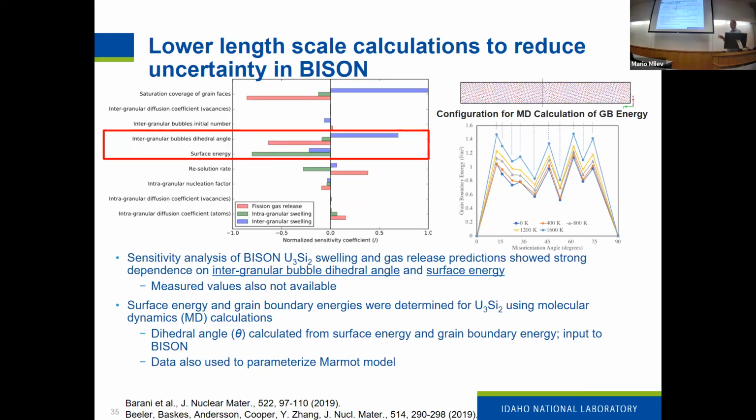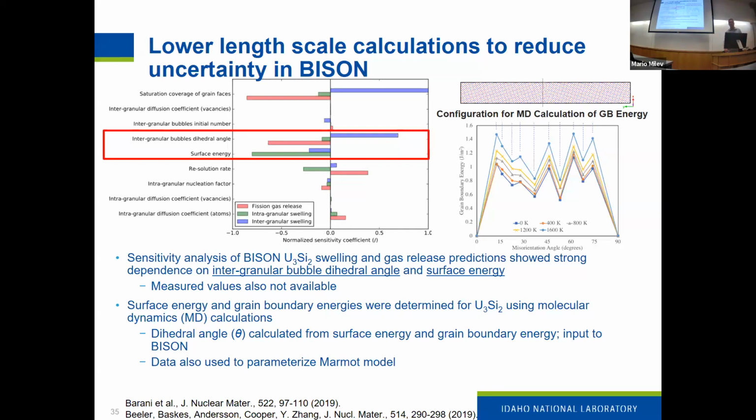When they developed that model, they did some parametric study to try to understand what are the biggest sources of uncertainty in this model. A couple of parameters that they found to be very important, that could be directly addressed through some atomistic calculations, were the bubble dihedral angle and the surface energy. Those weren't available, but Ben and some collaborators developed a nice molecular dynamics interatomic potential to calculate those values, which could be used in Bison. So that's one example where we can directly use atomistic data in Bison.